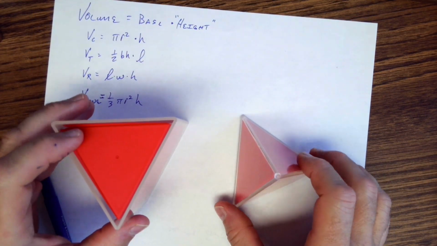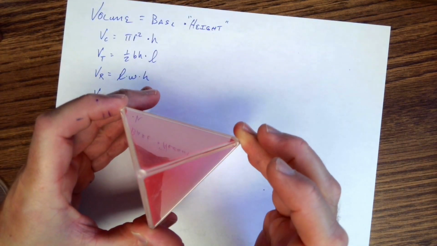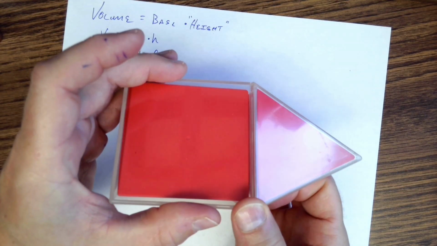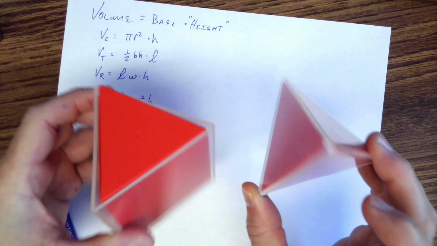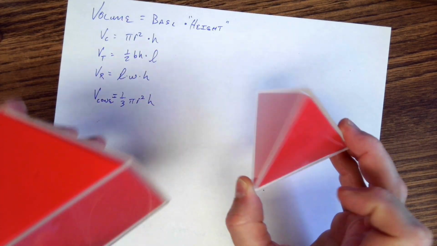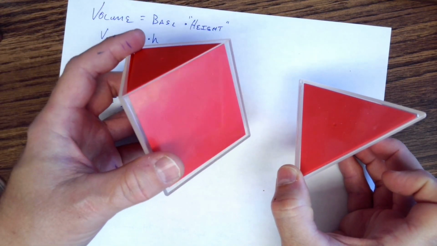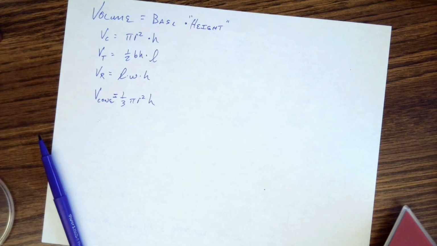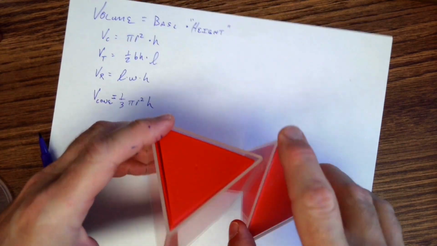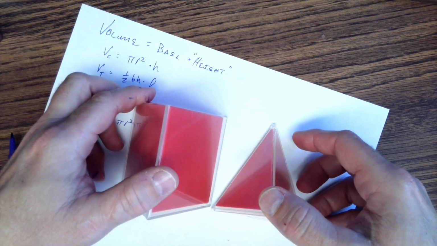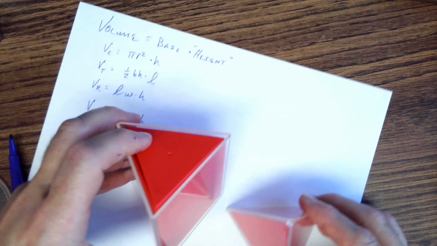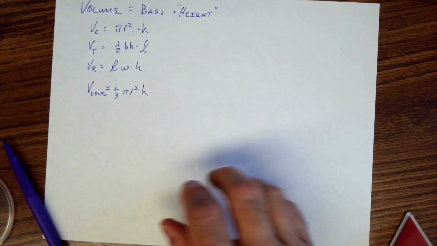I just put that back in there so you can see the color. Once again, you notice that the bases are the same, right? Look at that, same base. And you would take 3 of these triangular pyramids to fill up this triangular prism. And it works that way. And again, I don't know if you can see this very well, but notice that they are the same height or the same length, depending on how you're questioning that.